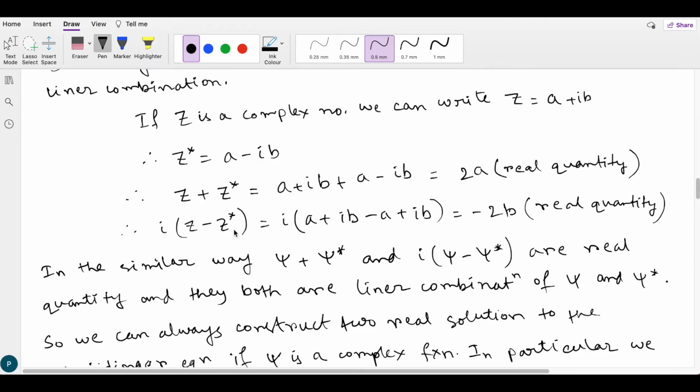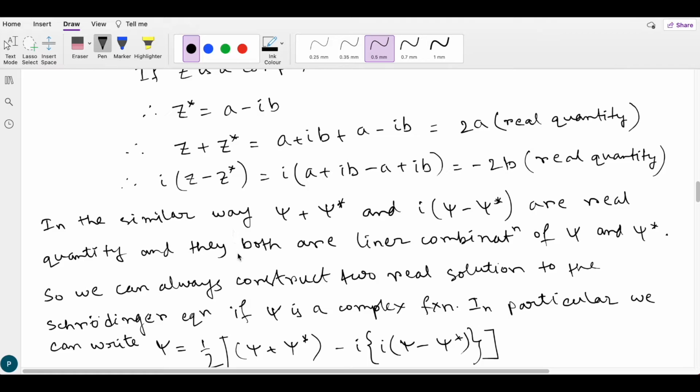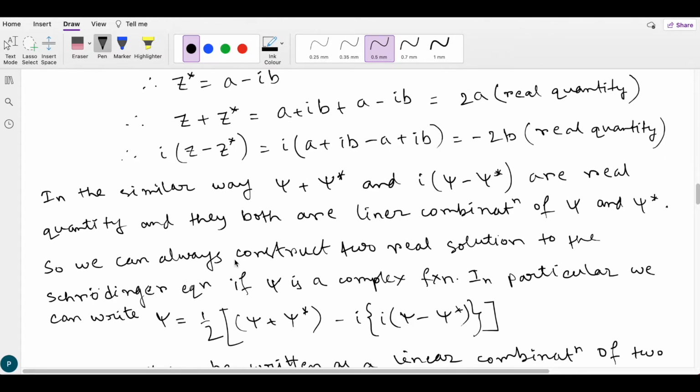In a similar way, psi plus psi star and i times (psi minus psi star) are real quantities, and they are both linear combinations of psi and psi star. So we can always construct two real solutions to the Schrodinger equation if psi is a complex function. From all these discussions, we can see that psi and psi star are solutions of the Schrodinger equation with the same energy E. So their combinations psi plus psi star and i times (psi minus psi star) are also solutions to the Schrodinger equation with the same energy E.